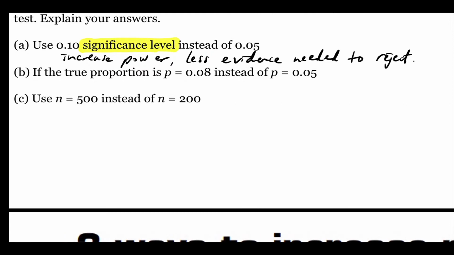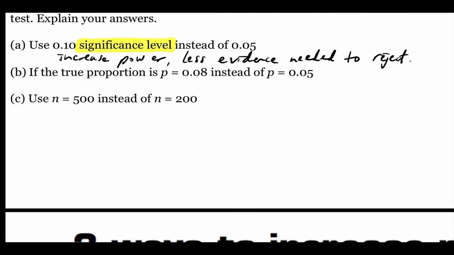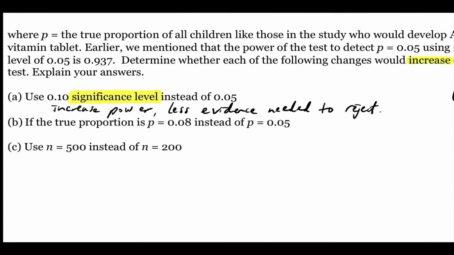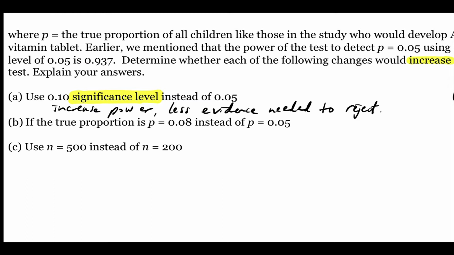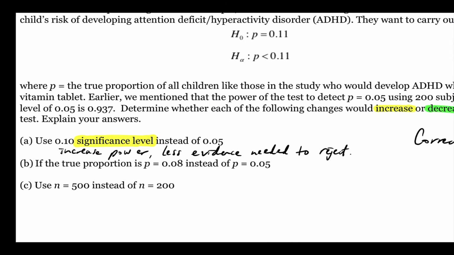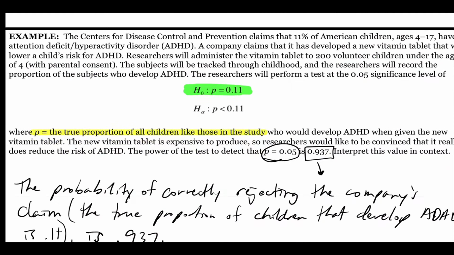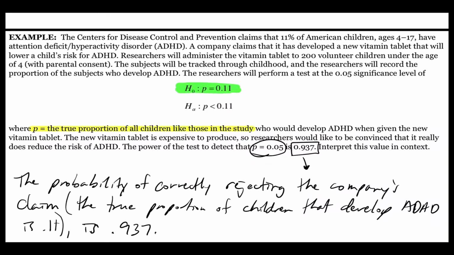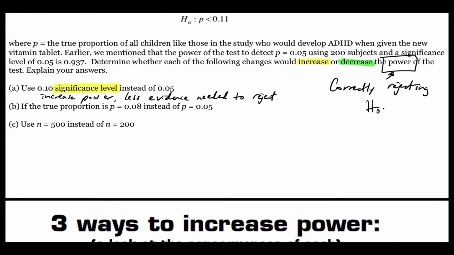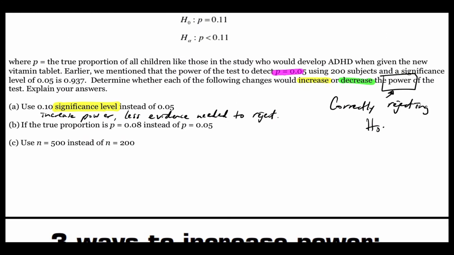So letter B. If the true proportion is 0.08 instead of 0.05. True proportion. So where do they get that number from? Yeah, but the power just check. So I'm guessing that out of the kids, so I see the number here, but I'm trying to see what they're referring to there. And it's this number right here.